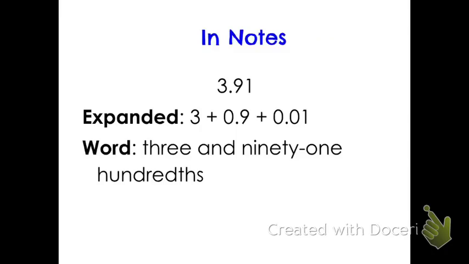In your notes, I want you to include this right here, 3 and 91 hundredths. Again, I read it as the whole number first. I always use the word and to represent my decimal, and then each digit is in a separate place value. So just like our place value unit at the very beginning of the year, we separate out each digit from its place value, and we can write it in expanded form and word form.